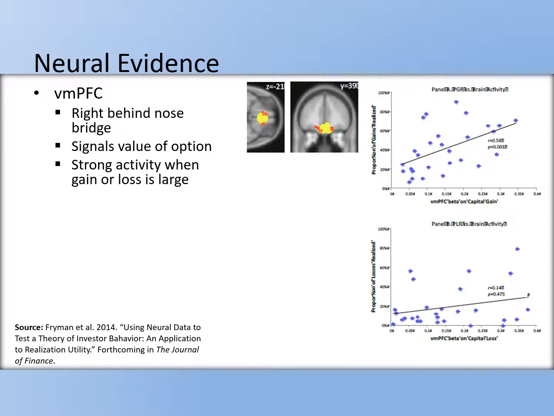So the blood flow for gains is statistically significant. The p-value is 0.001, but the blood flow for loss is not significant. Wait, I think it's the p-value, right? Yeah, this one is. Yeah, the p-value is actually very low.